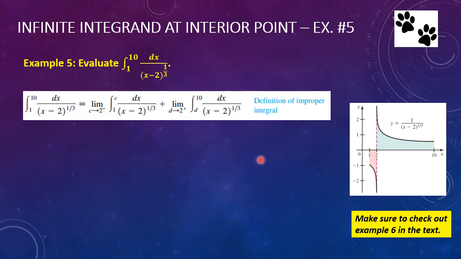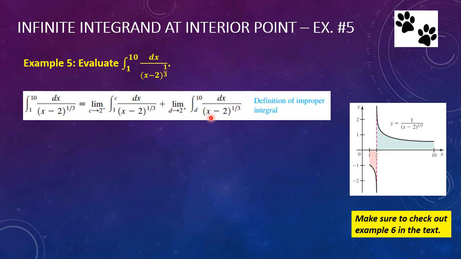So again, we're going to be looking for the integral from 1 to 2, plus the integral from 2 to 10. So we have the integral from 1 to 2, and then the integral from 2 to 10. But of course, we know that at 2 it's undefined, so that's where we're going to apply the limits. As we're going from 1 to 2, this is the upper limit, so we're going to approach the limit as c approaches 2 from the negative direction. You can see that there.